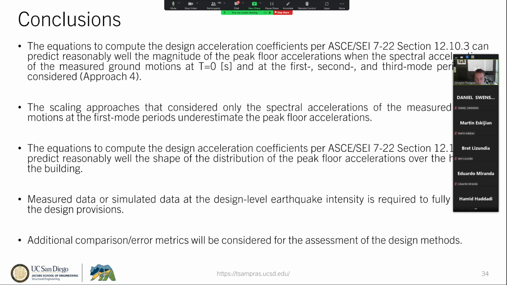Measured data or simulated data at design level earthquake intensity are required in order to fully understand and validate the design provisions. Right? And then additional comparison and error metrics we need to consider in order to assess these design methods, and this is something that we are currently working on this remaining period of our project.